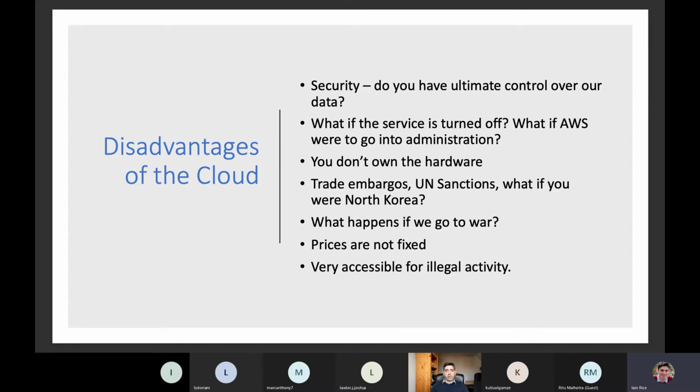And the cloud's very accessible for illegal activity as well. It removes things like the digital fingerprint that makes it so easy for the legal authorities to try and track and see what's going on in the world.